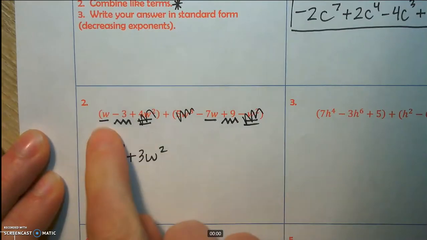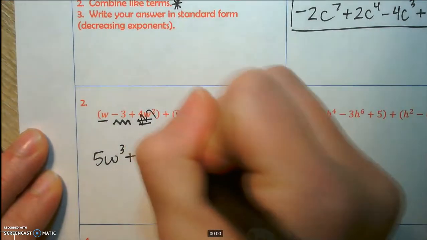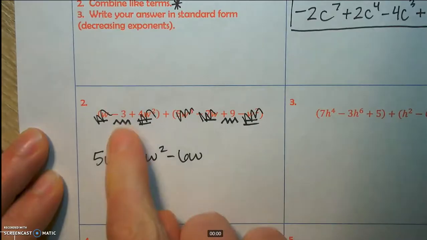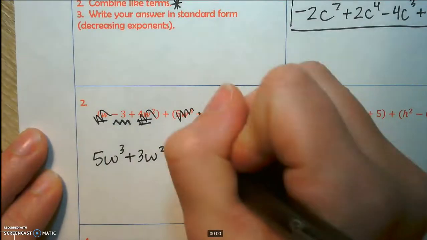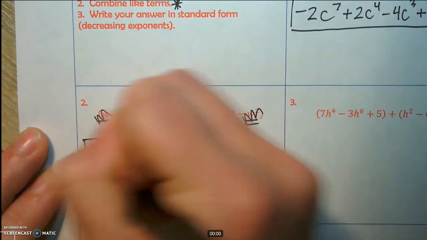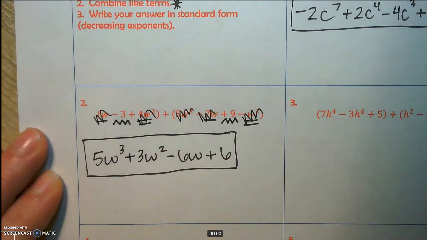And then I have a 1w and a negative 7w. If you combine that, that'll give you negative 6w. And last but not least, a negative 3 and a positive 9. Nothing else to combine, and my answer is written from the highest exponent to the lowest exponent.